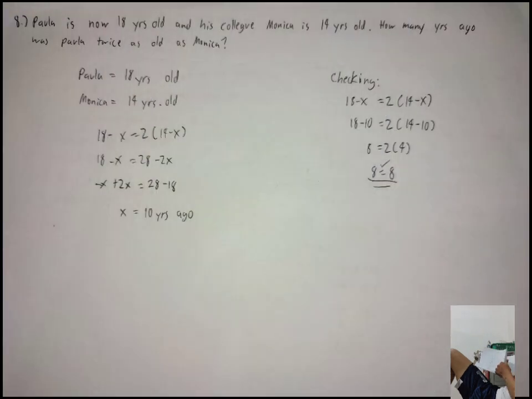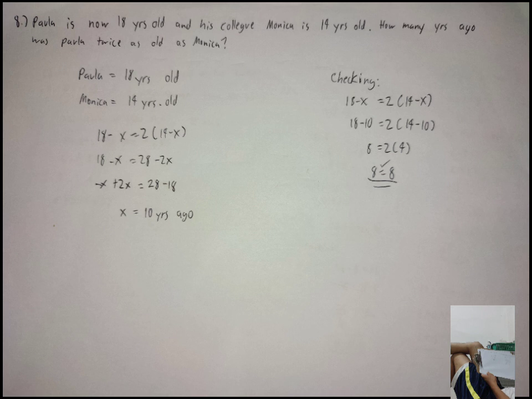So let's move on to question number 8, because question numbers 5 and 7 are the same. Paula is now 18 years old and his colleague Monica is 14 years old. How many years ago was Paula twice as old as Monica? So Paula is 18 years, Monica is 14 years old. So 18 minus x is equal to 2 multiplied by 14 minus x.